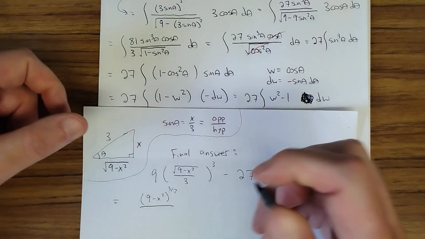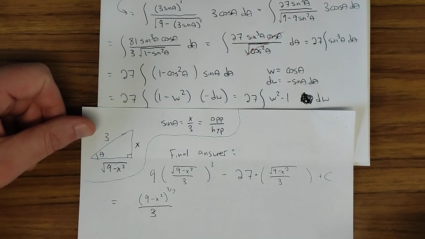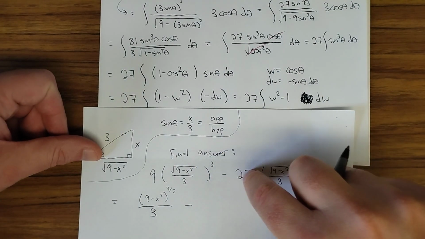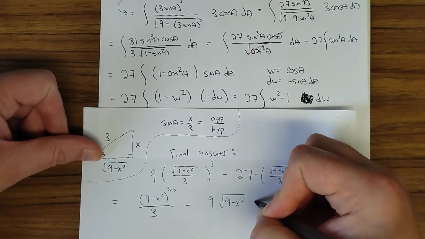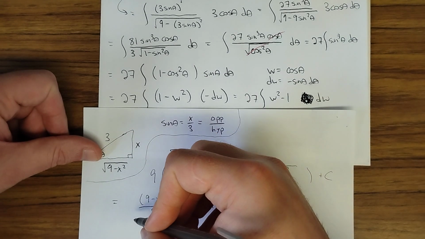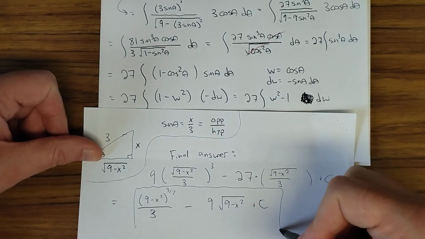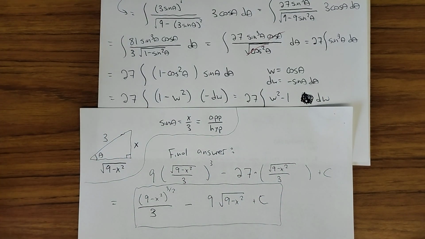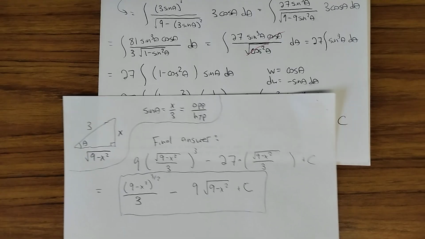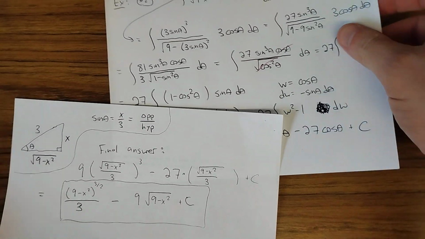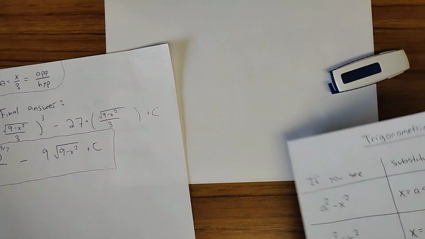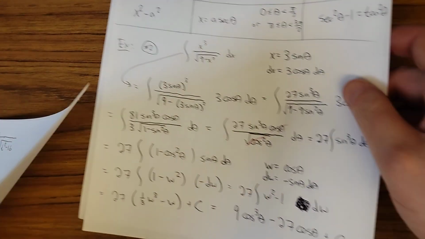9, and then a 27 down here leaves a 3 down there. This turns into a 9. Okay, now I'm done, I swear. Okay. So that's how we do trig substitution. Let's do another one.